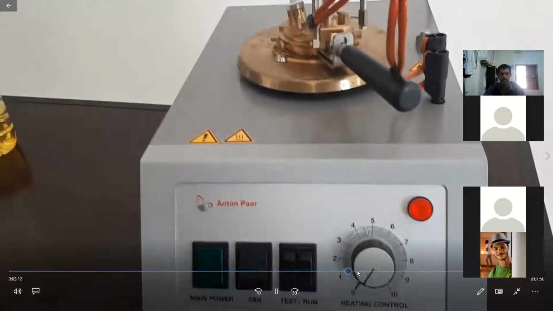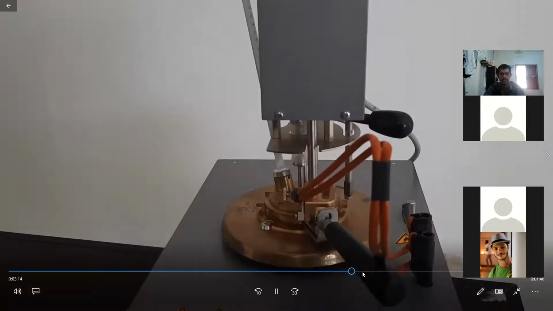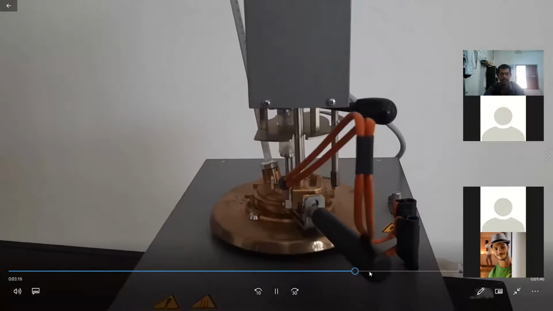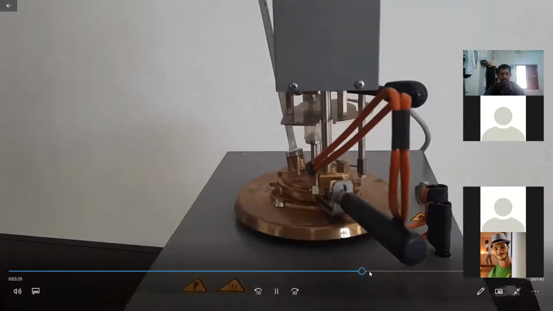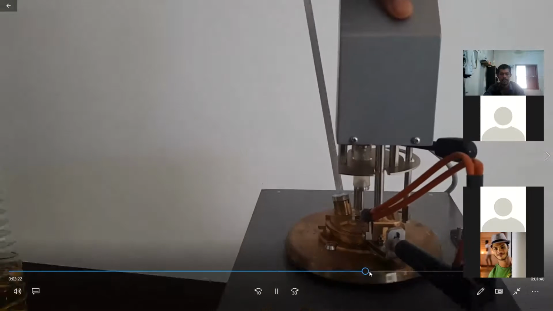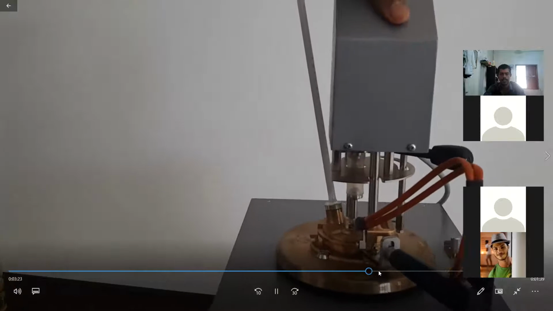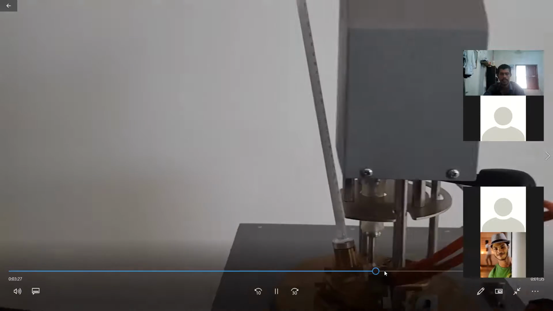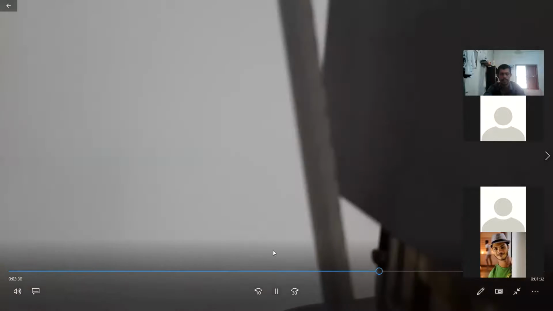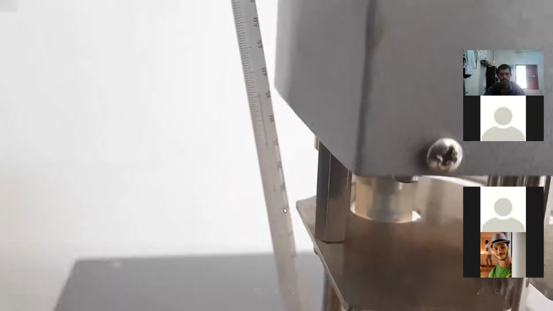Then for your discussion part, you have to describe and state the reasons why we couldn't find the flash point for this petrol fuel. So we will start it, introduce the fire, and see whether it ignites or not.